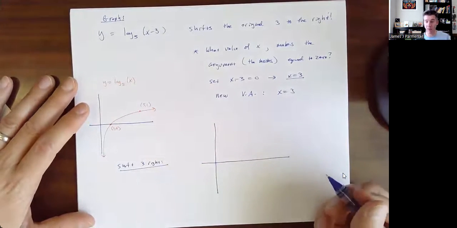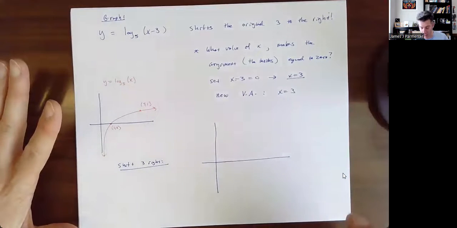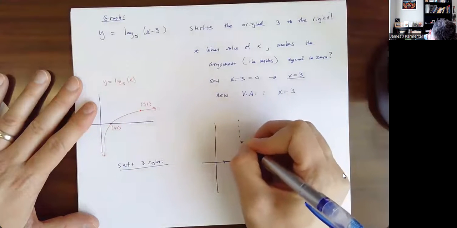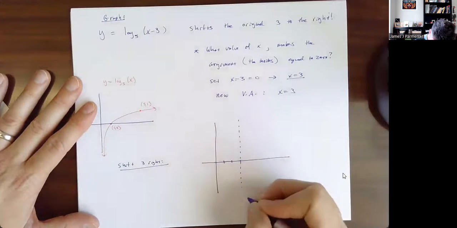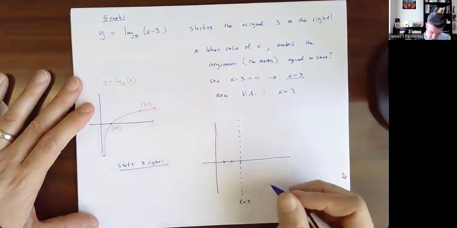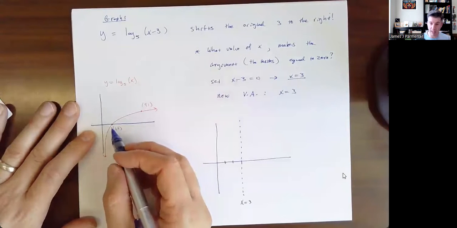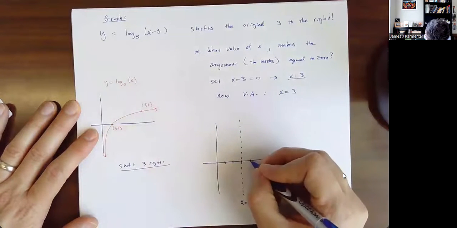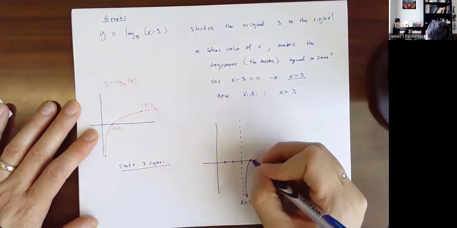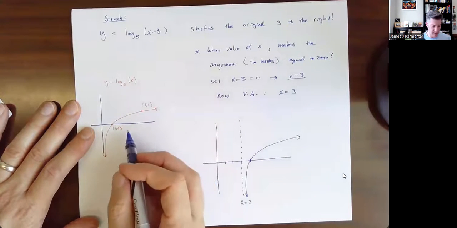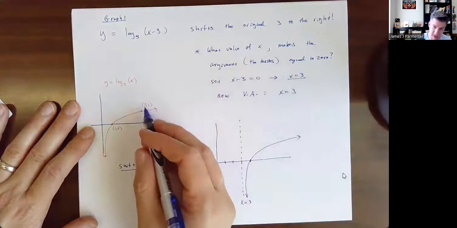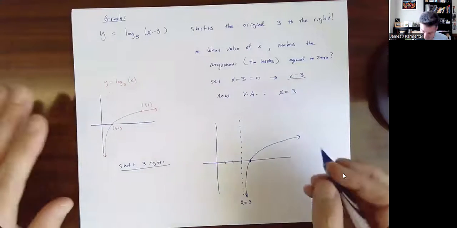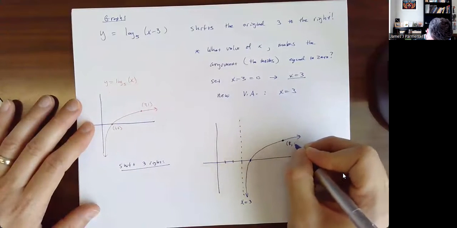I'm first going to graph my new vertical asymptote. Here's my new vertical asymptote at x equals 3. And then my new x-intercept is going to be, instead of 1, 0, it's going to be 4, 0, because I'm just adding 3 to that point. So there's my new x-intercept. It's going to look the same as that, just moved 3 to the right. Instead of plotting the point 5, 1, you could plot the point 8, 1.